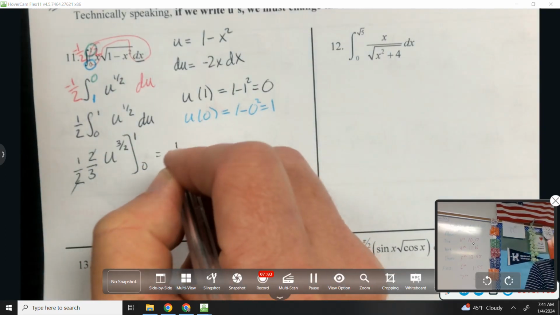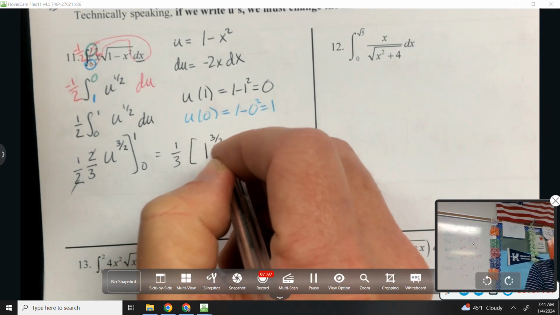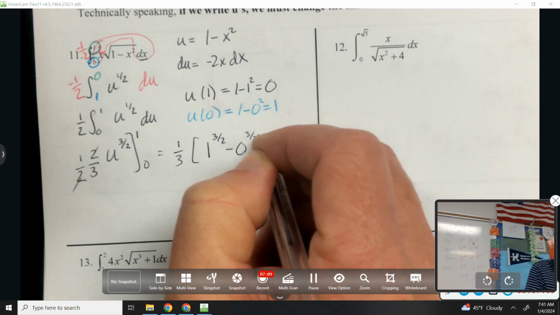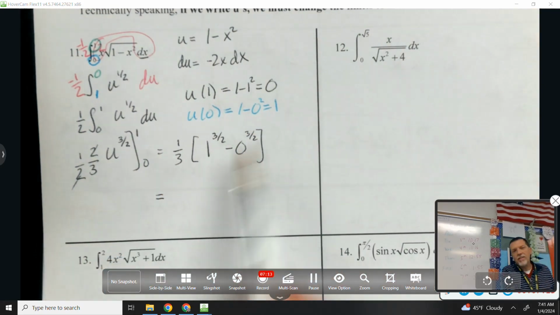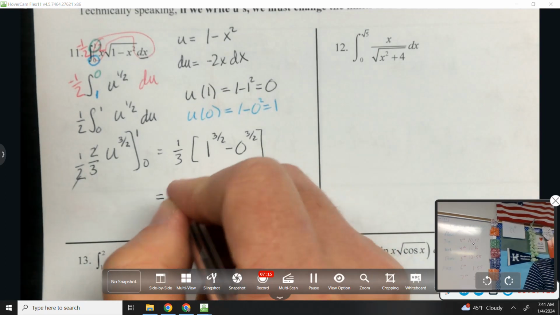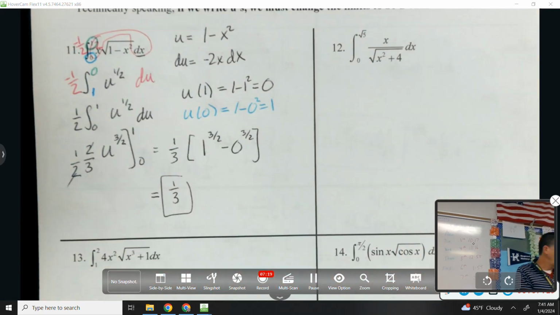So let's see, 1/3. And then plug in 1. So 1 to the 3/2 minus 0 to the 3/2. And that would be a safe stop because that's all algebra stuff. But 1 minus 0 is 1. So my answer would be 1/3.